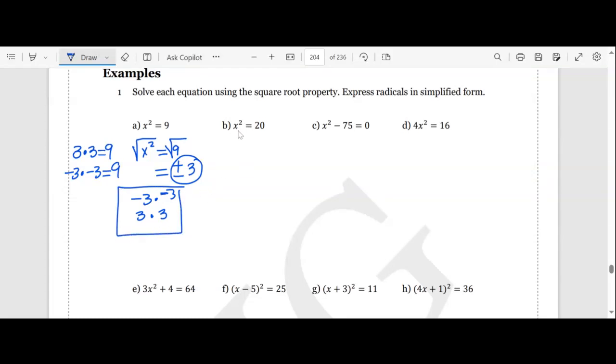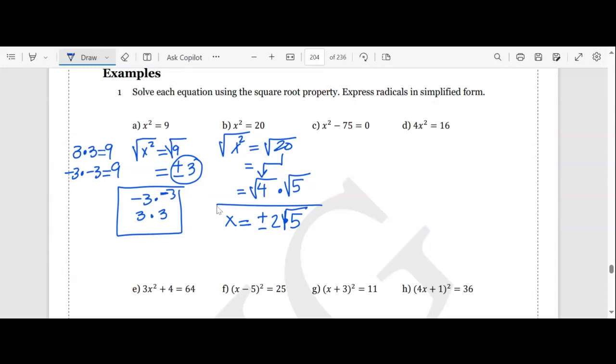Now here, x squared. Take the square root of both sides. I'm looking for a perfect square number. What's a perfect square number? 4 times what? 5. Is this clear? What's the square root of 4? 2. No, plus or minus 2. Times what? Square root of what? 5. Equals what? Is this clear?